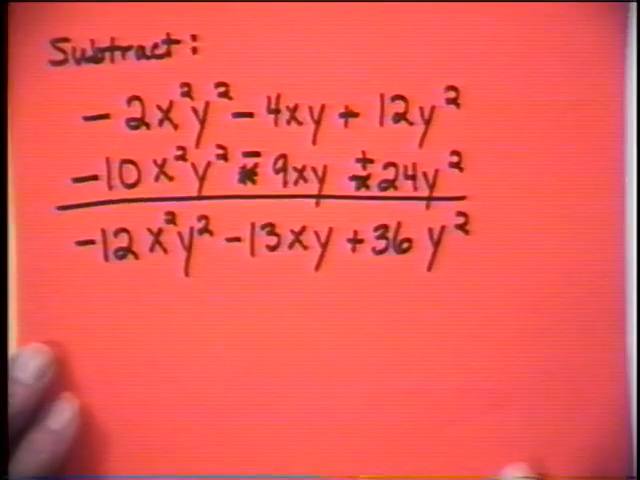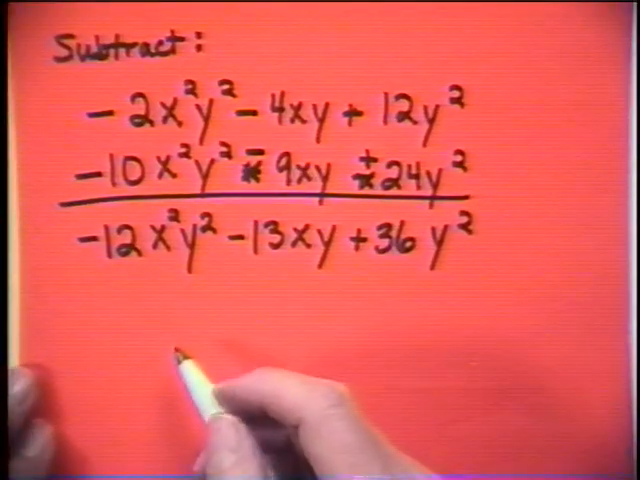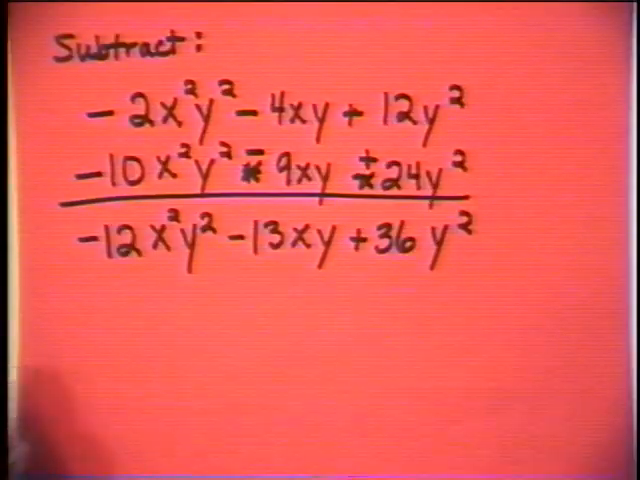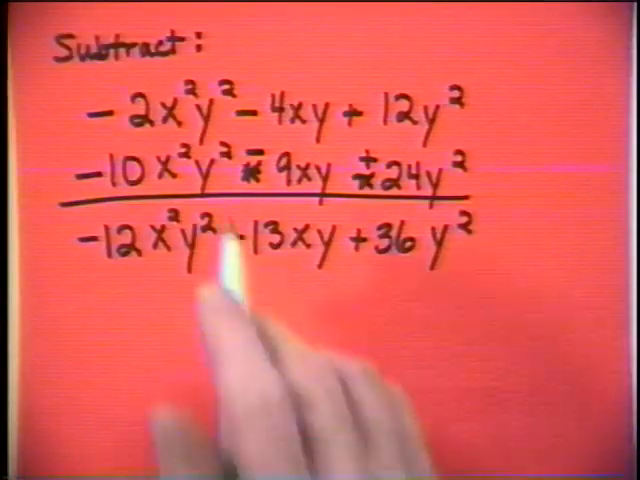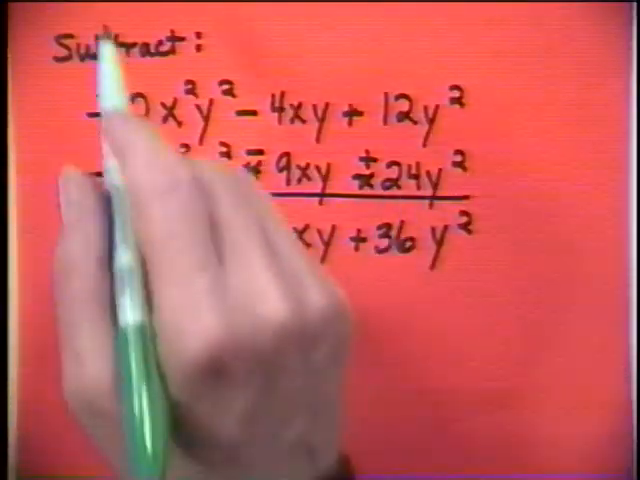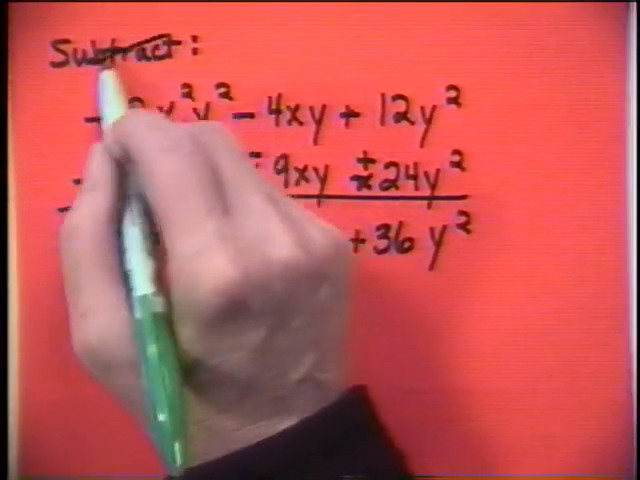If it's saying subtract, why are we adding? Like your 12y and your 24y? If they have like signs, we add them and keep the common sign. We don't know how to subtract. That's why we change it all to addition. That's why we change these signs, because now it's add.